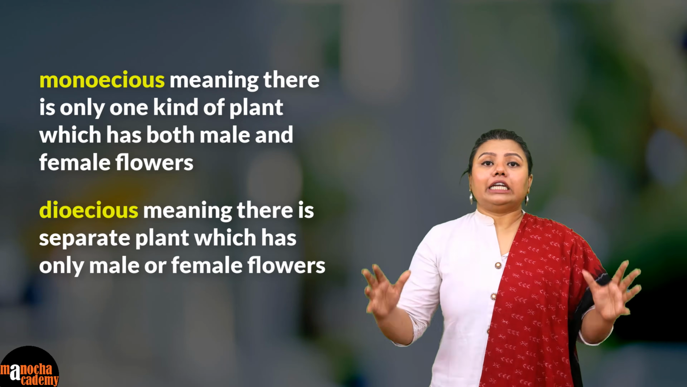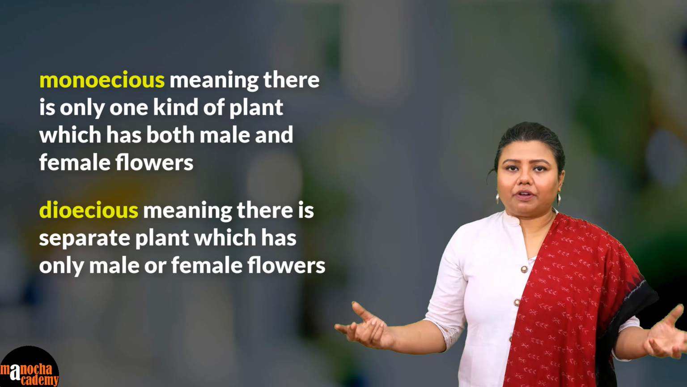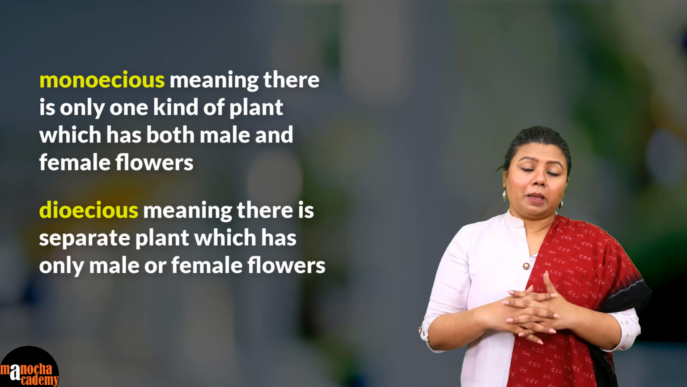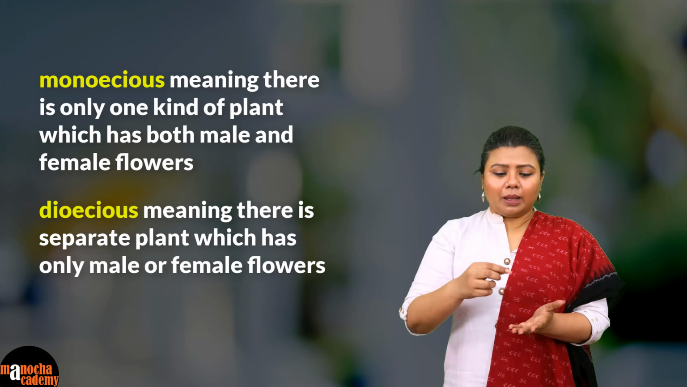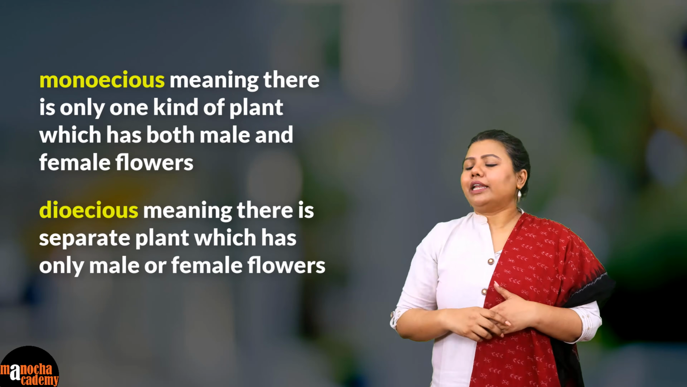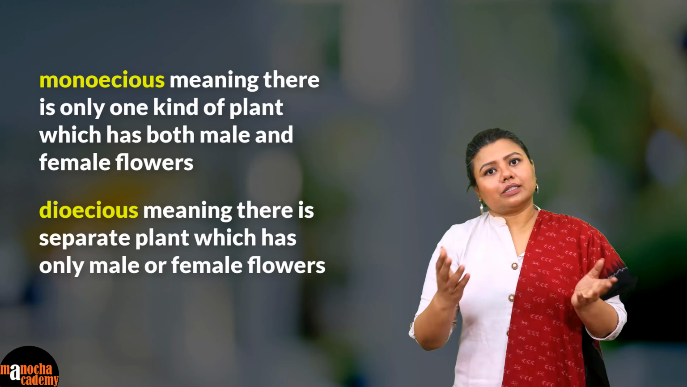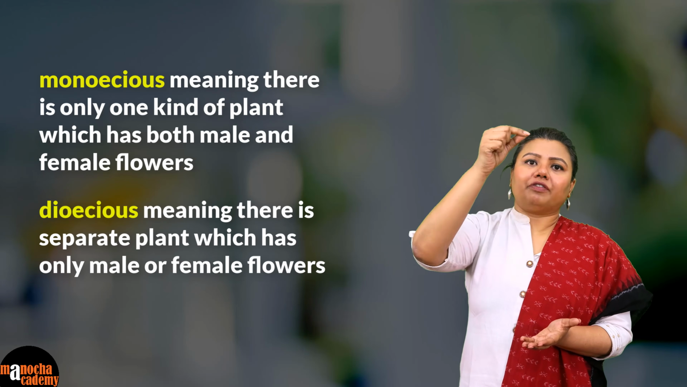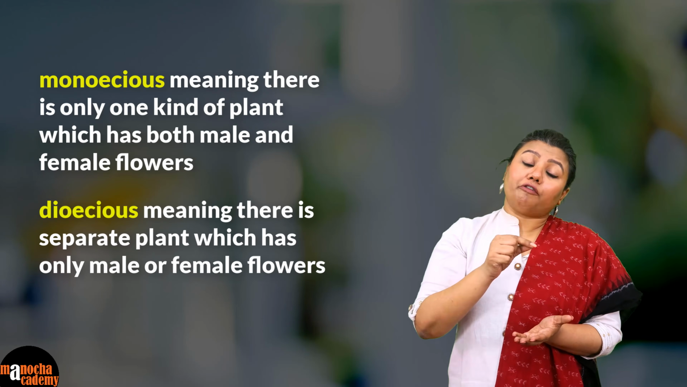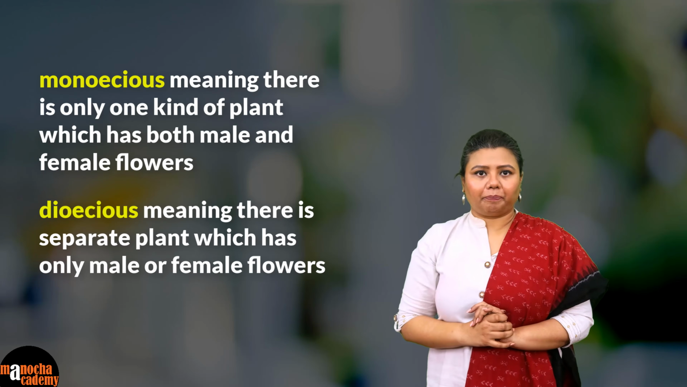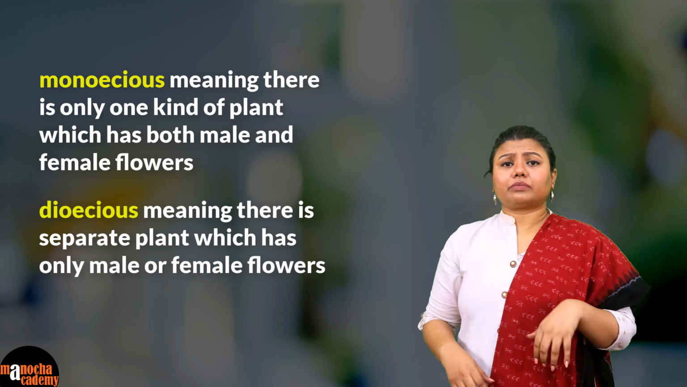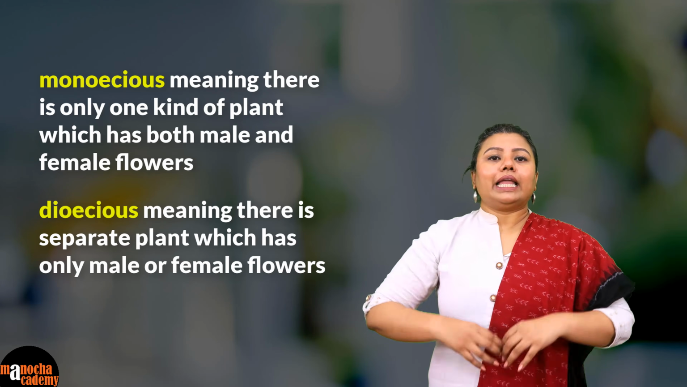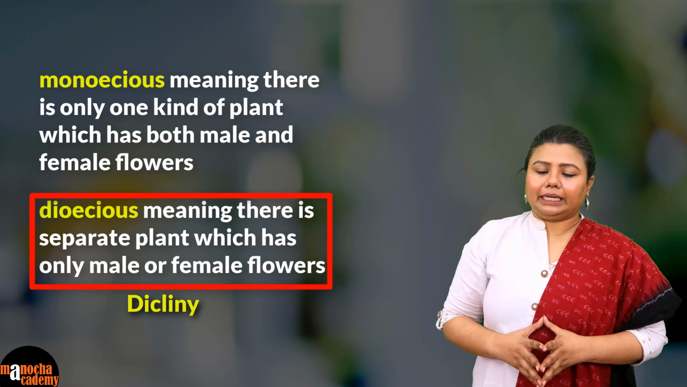Now if it is dioecious, of course the flowers are unisexual, so obviously there has to be cross-pollination. But if the flowers are unisexual but borne on the same plant, then you cannot ensure cross-pollination. Self-pollination can also occur if the pollen from a flower of that plant falls on the stigma of another flower but of the same plant. Okay, so this characteristic of having unisexual flowers in dioecious plants is called dicliny.